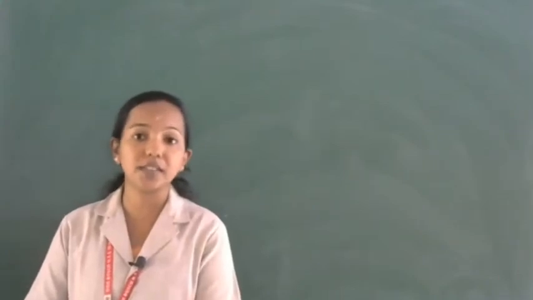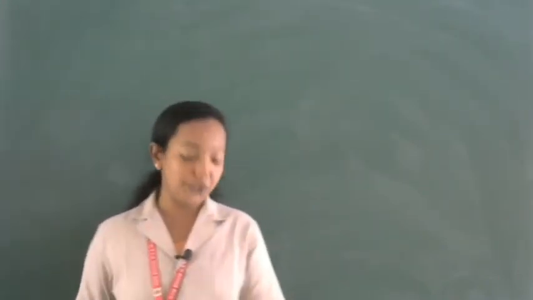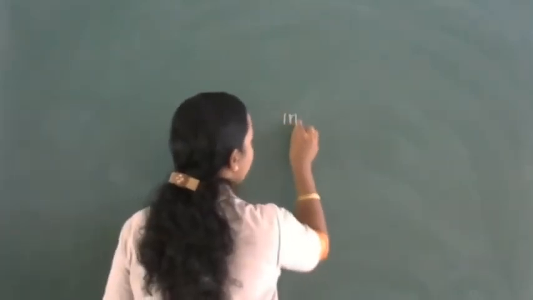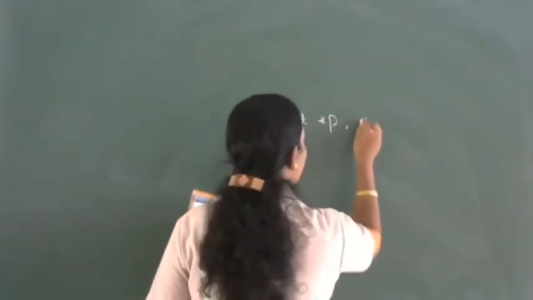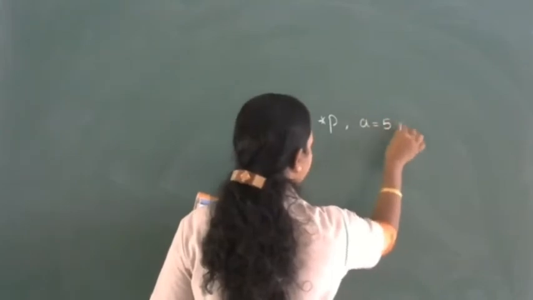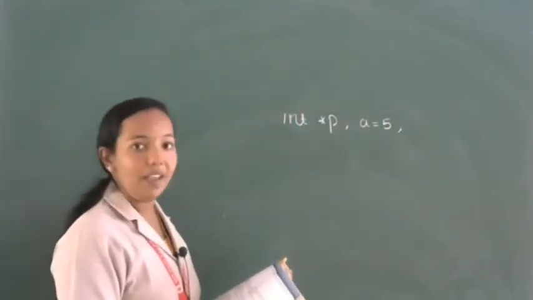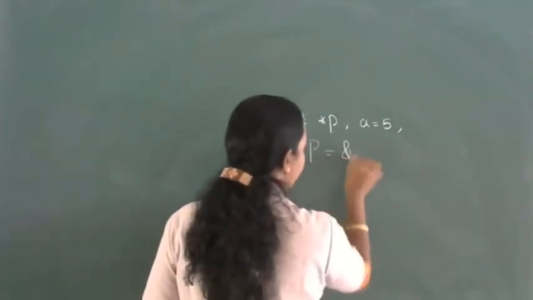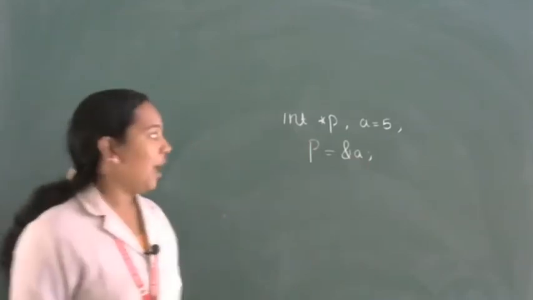The first question is from your textbook, page number 38. Here some program statements are given. The first C++ statement is int *p, a = 5. Here the first declaration is a pointer variable, int *p, a = 5. Then after that, p = &a.